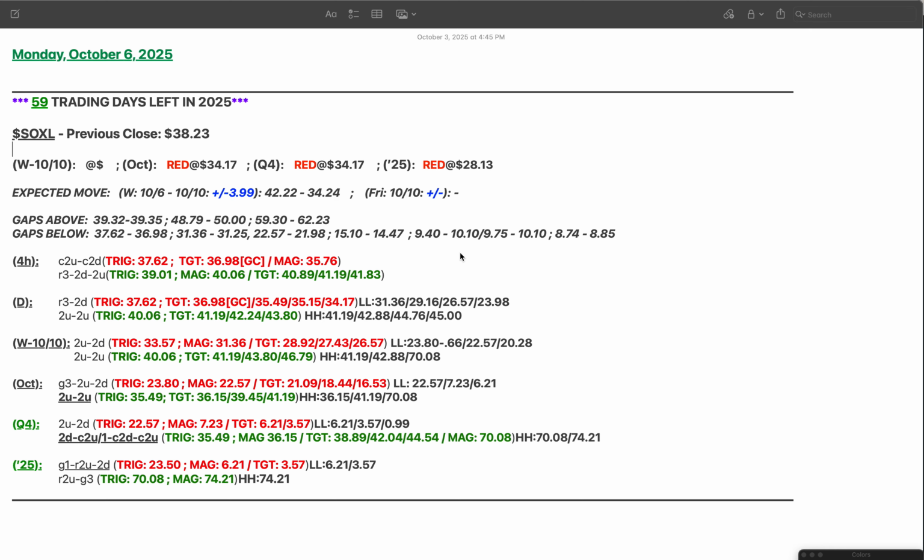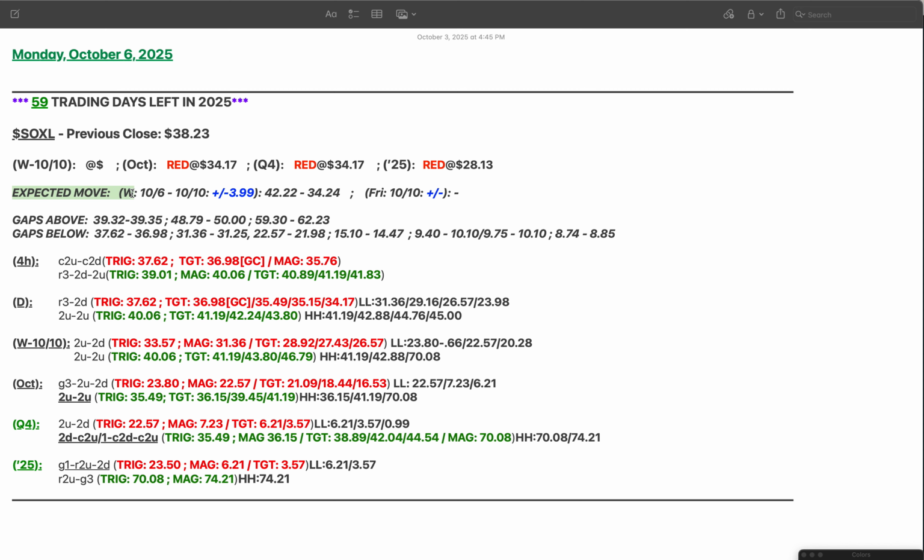We'll look at the market maker's expected move. We can see with our new notes for Monday, October 6th, there'll be 59 trading days left in 2025 on Monday. Today closed at 38.23. We don't know what the week flip is yet. We'll have to wait for the week to open, but we do know what the month, the quarter, and the year flips are. So we're still green on all of those levels.